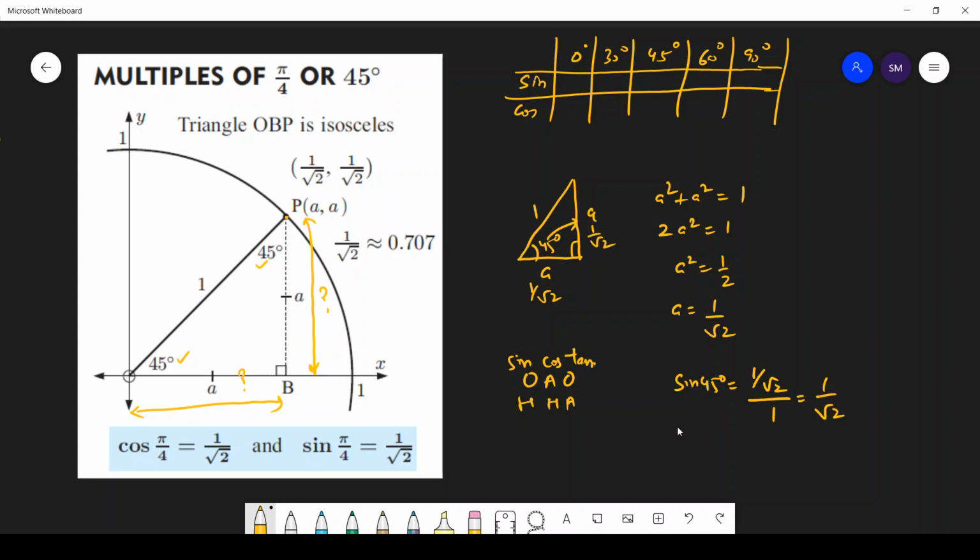1 by root 2. And you know that here sine theta is equal to cos theta. Sine 45, cos 45, sorry. So cos 45 and sine 45 are both the same, both equal to A. So that equals cos 45 degree also, isn't it? So cos 45 is adjacent upon hypotenuse. Adjacent is also 1 by root 2. So 1 by root 2 upon 1 is this. So we have found these values at 45 degree, 1 by root 2 and 1 by root 2.